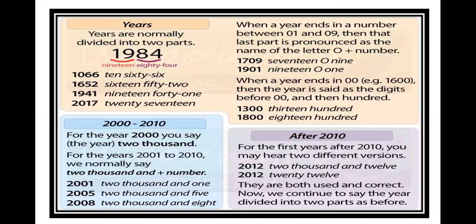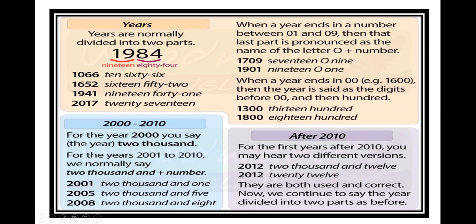For the year 2000, you can say the year two thousand, right? And for the years 2001 to 2010, we normally say two thousand and the number. For example, 2001, 2005, pero vea que le agregamos and. Cuando usamos el 2000, agregamos and para la última cifra, ¿verdad? Two thousand and one, two thousand and five, two thousand and eight. Okay?